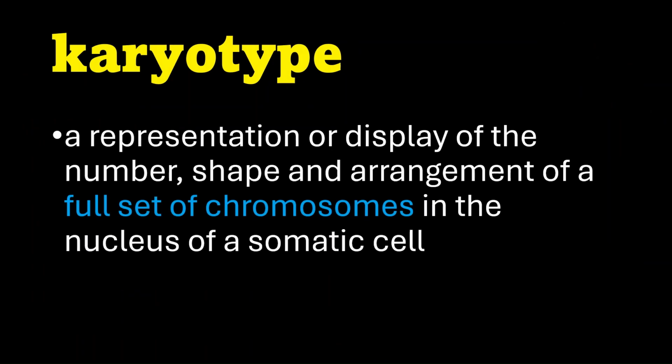Well, let us explore the terminology karyotype. What is a karyotype? A karyotype is a representation or a display of the number, shape, and arrangement of a full set of chromosomes in the nucleus of a somatic cell.